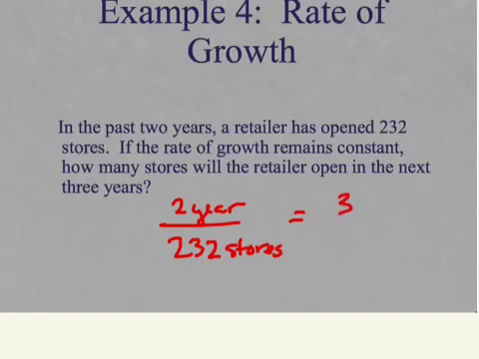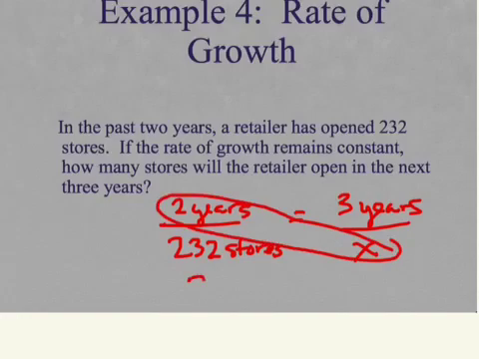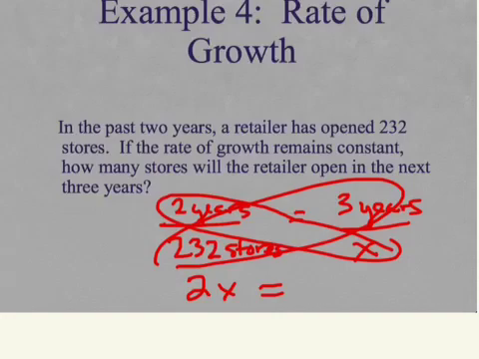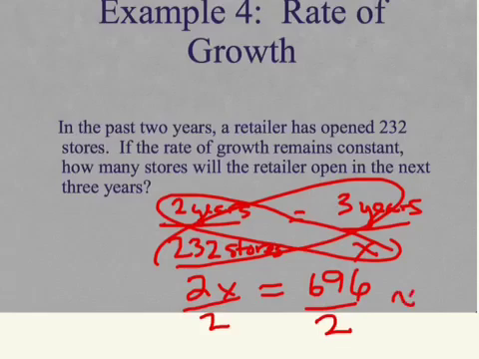We're trying to figure out what happens after 3 years. And so we need to call this x and work out the details. The first thing I will do is cross multiply, and I get 2x is equal to, I'm going to just multiply 3 times 232 and get 696. And after that, I will finally just solve for x by dividing both sides by 2. And finally, I get that x is equal to 348.